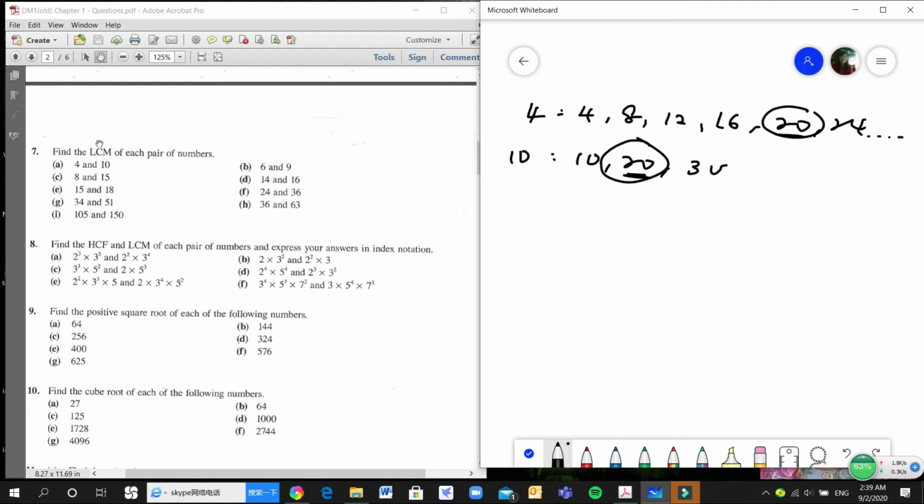And LCM means the lowest. So L means lowest. That means the smallest number, the first number. Then the answer is 20. Okay, now we move to the next question.